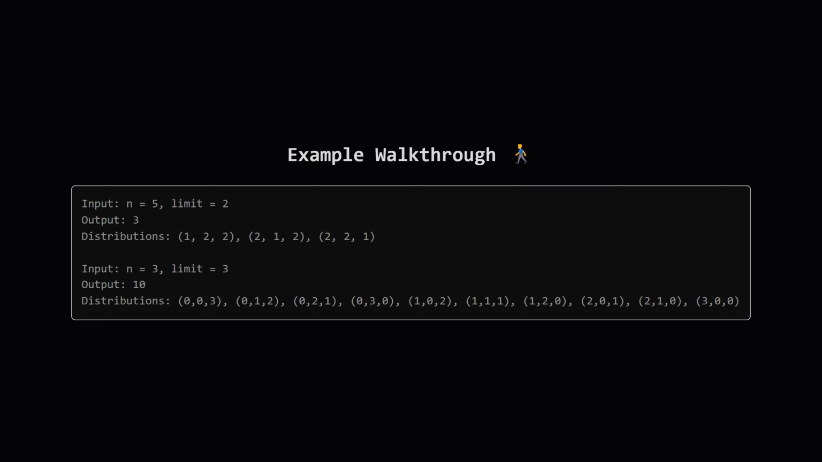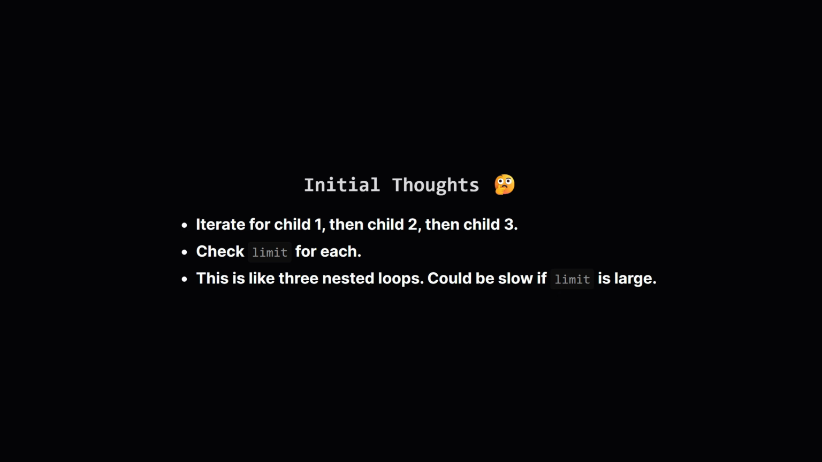The second example with n equals 3 and limit equals 3 shows many more possibilities. You can see how just listing them all out could get complicated quickly if n is large. So what's the first idea that pops into our heads? We could try to give some candies to the first child, then some to the second, and the rest to the third. For each child, we'd make sure they don't get more than the limit.